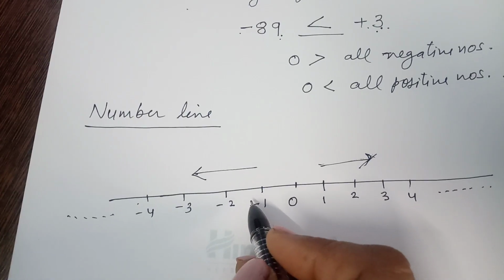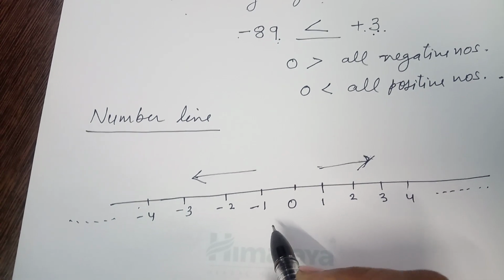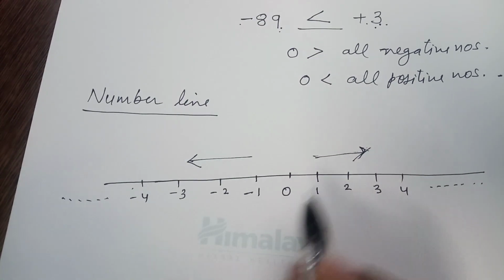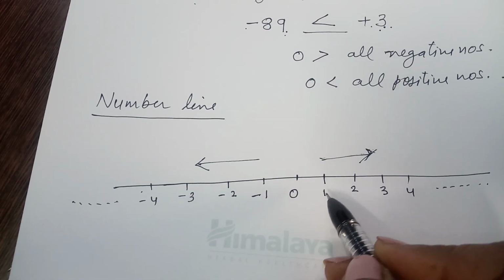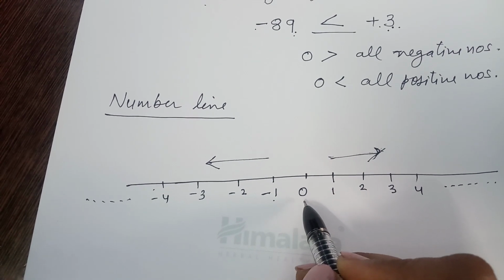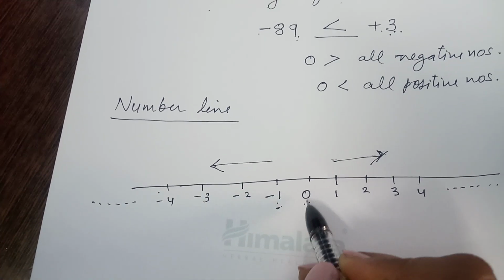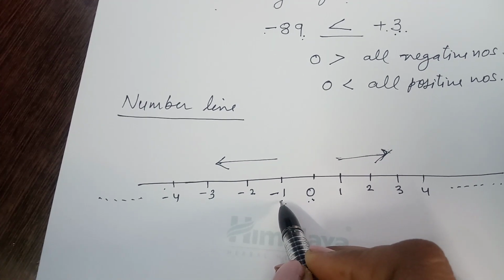Every integer on the right is greater than that of the left. This means, if I am talking about minus 1 and 0, 0 is on the right side of this number, so 0 is always greater than minus 1.